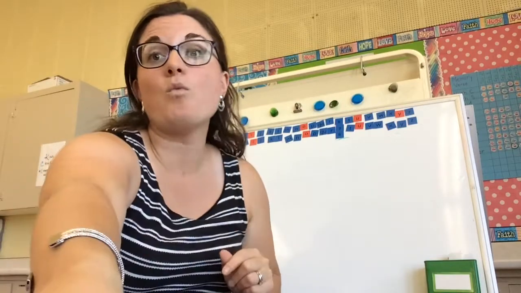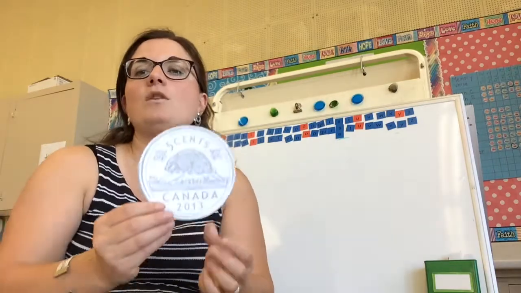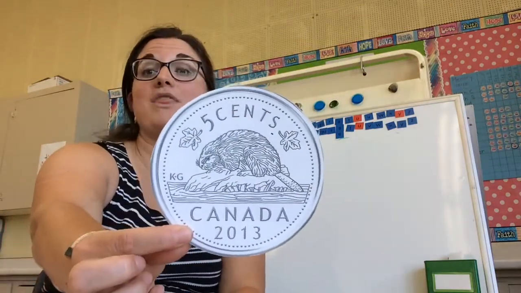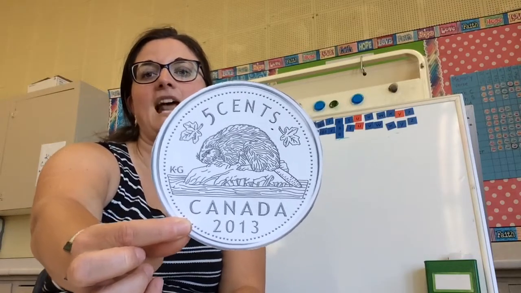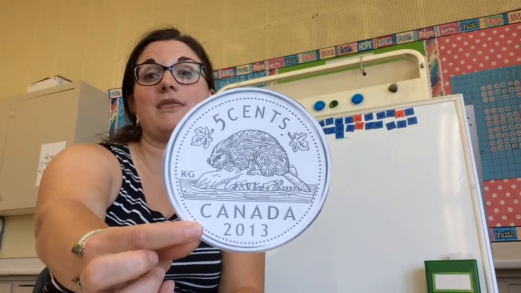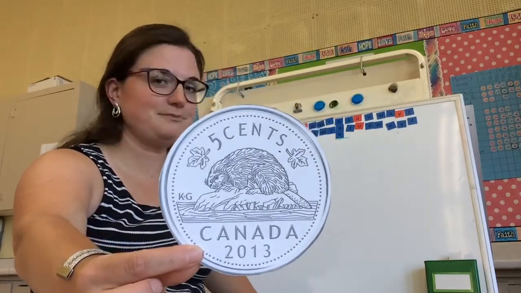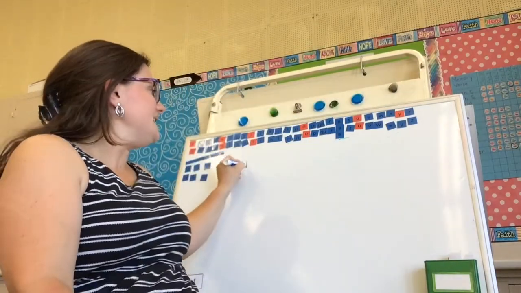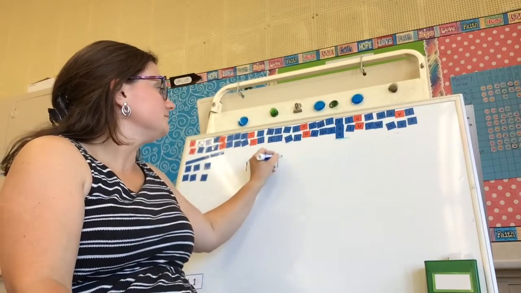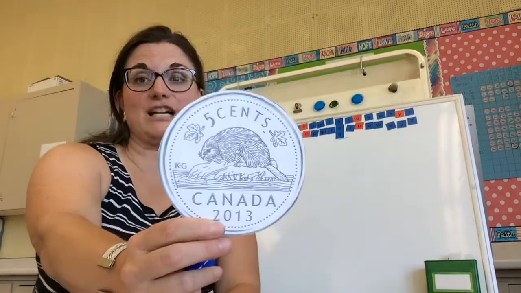The first one I want you to find in your baggie, press pause if you need to get your bag, is the one with the beaver on it, okay? So can you go through your baggie? And I would like you to find the coin with the beaver on it, okay? Now, the one with a beaver on it is called a nickel. Can you say that with me? Nickel. Okay, so we will call this a nickel.